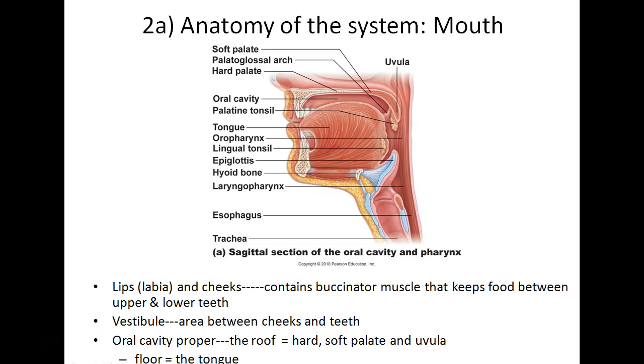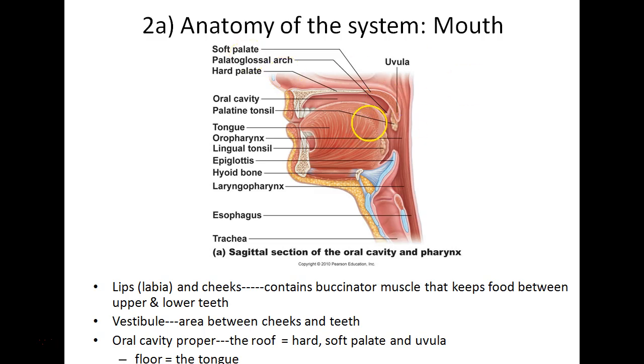We see that the vestibule of the oral cavity is a space between the gums, lips, and cheeks. And then this oral cavity proper is going to be bounded laterally by the cheeks, anteriorly by the teeth and lips as well. And then it's going to lead posteriorly to the oropharynx. We also have buccinator muscles that are going to keep food between the upper and lower teeth. And these cheeks are going to terminate at the fleshy lips. And these lips are, remember, formed by a muscle called orbicularis oris.